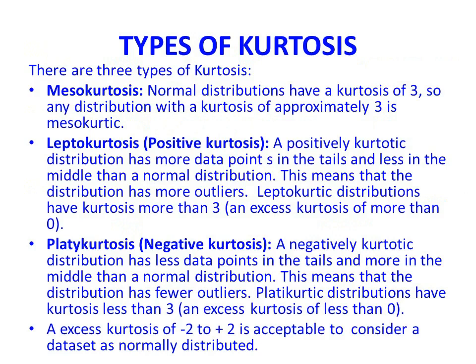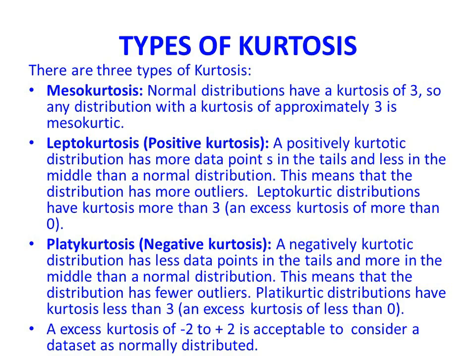Types of kurtosis. There are three types of kurtosis. Mesokurtosis. Normal distributions have a kurtosis of 3, so any distribution with a kurtosis of approximately 3 is mesokurtic. Leptokurtosis or positive kurtosis. A positively kurtotic distribution has more data points in the tails and less in the middle than a normal distribution. This means that the distribution has more outliers. Leptokurtic distributions have kurtosis more than 3, and excess kurtosis of more than 0.